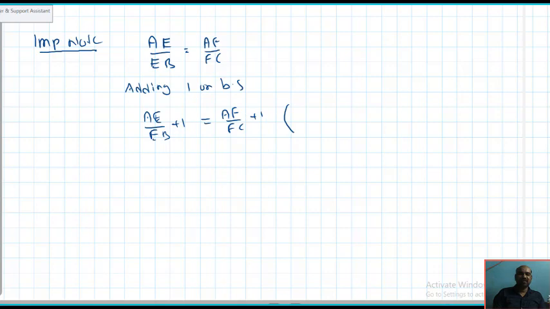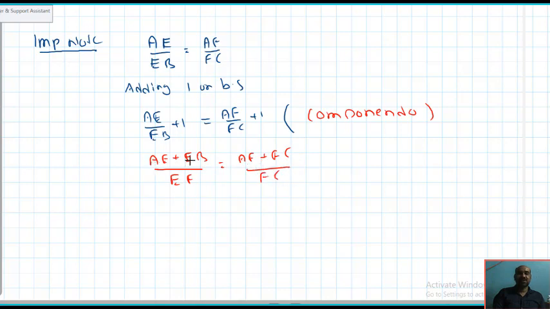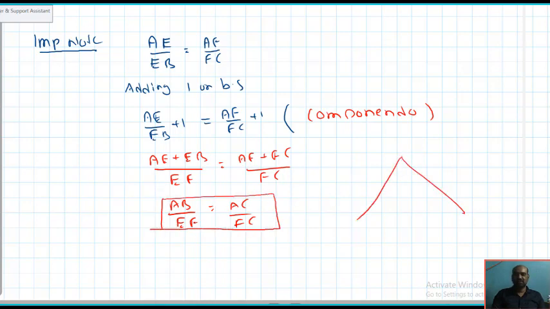In mathematics, adding one on the other side is called compounding. Compound, adding one: AE plus EB by EB equal to AF plus FC by FC. AE plus EB means AB, by EB equal to AC by FC. You got another interesting result. I will show you here.